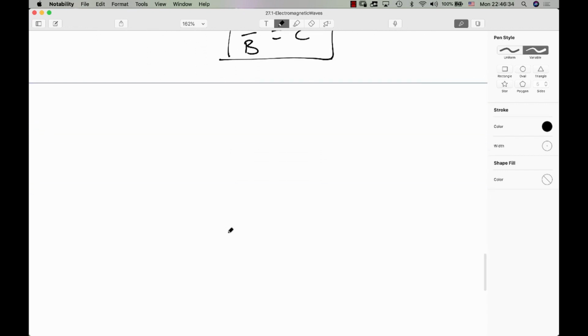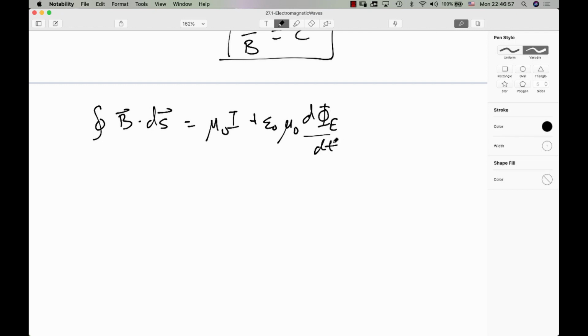Okay. Is there anything else we can get out of this? And sure enough, there is. If we look at the Ampere-Maxwell law, the integral of B dot ds is mu naught I plus epsilon naught mu naught d phi E dt. We're going to just assume that there are no currents in the area, so we're going to set that equal to 0, the absence of currents.